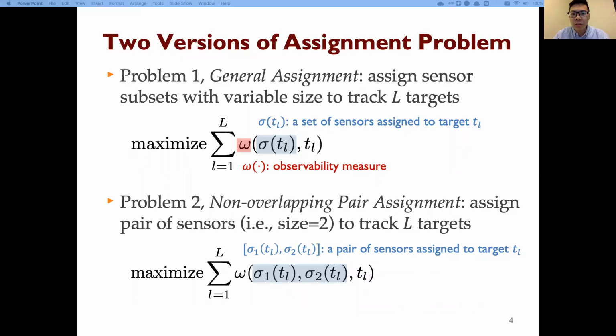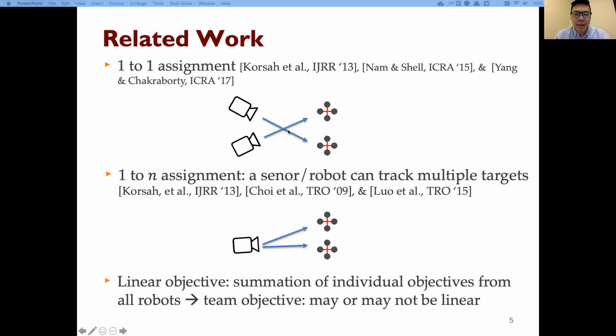Our study is different from the assignment problems in the literature from the perspective of the constraint and the objective. For example, some work has studied one-to-one assignment, where each sensor or robot is assigned to exactly one task. And some work focus on one-to-N assignment, where each sensor or robot can perform multiple tasks. Well, our problem is the N-to-1 assignment, where we assign a set of sensors to each target. Also, the related work considers the linear objective, which is the sum of the individual objectives from all robots, while we consider a team objective, which may or may not be linear.